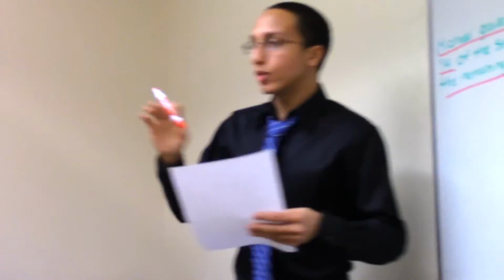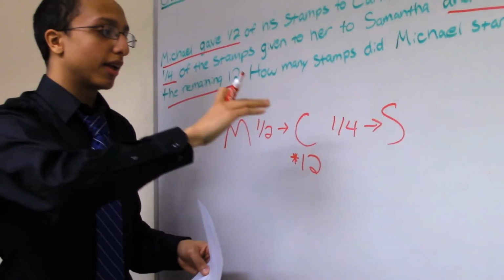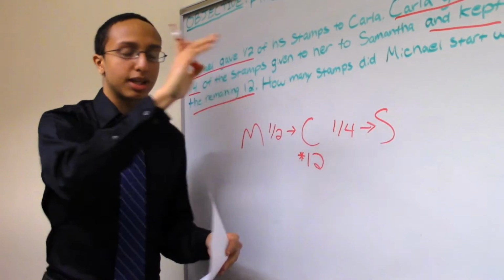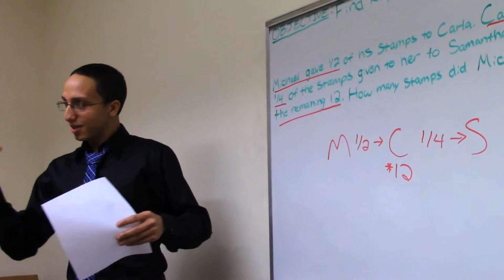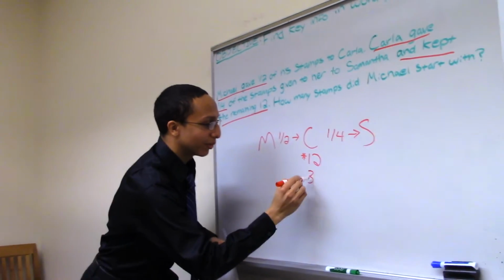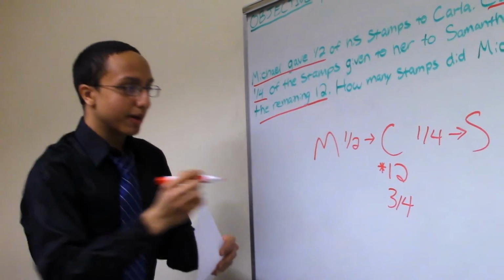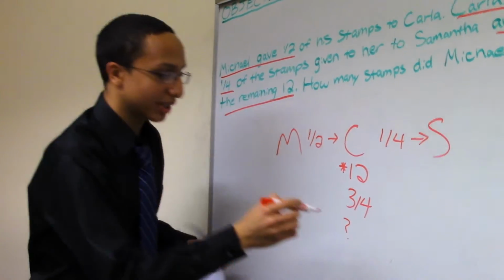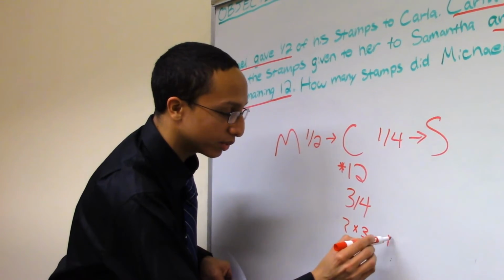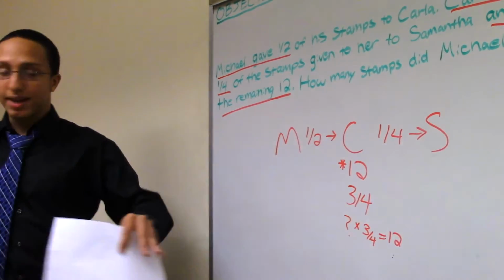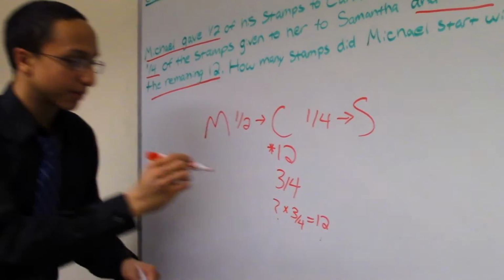So now we're going to write an equation for the problem. So first things first, if Carla gave 1/4 of her stamps to Samantha, how many does she have? 3/4. Yes. Great. So this is our equation, right? This is the original number of stamps she has times 3/4 equals 12. So to find that number, we're going to work backwards. Makes it easier. So we're going to do the inverse.